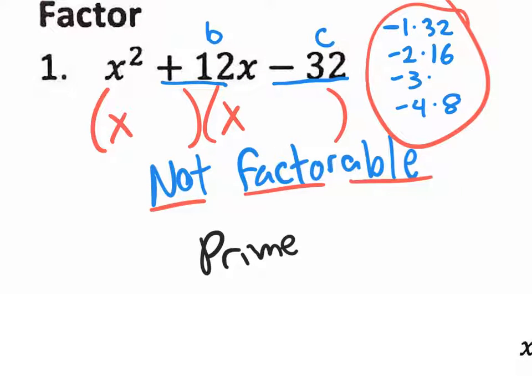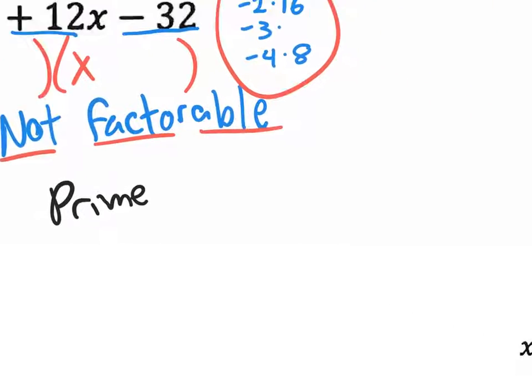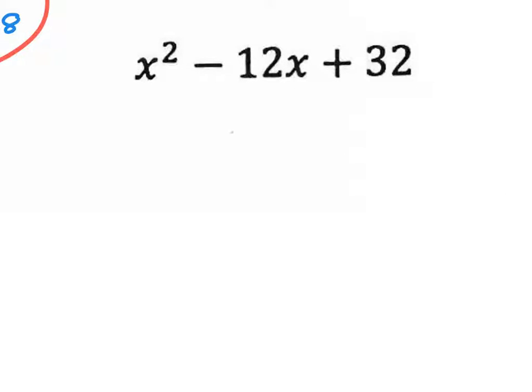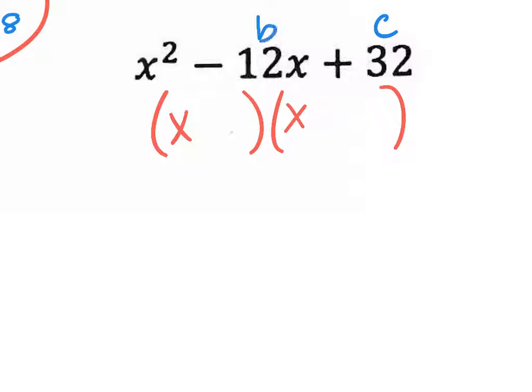Okay, now let me do a couple of sign changes here. What if we had this and I asked you to factor? Well, that's nice and easy. Again, because the a value is 1, you're able to set this up. Parenthesis, x, x. Think what times what is 32, the c value, that if you combine together is the b value of negative 12. So this is a positive 32.